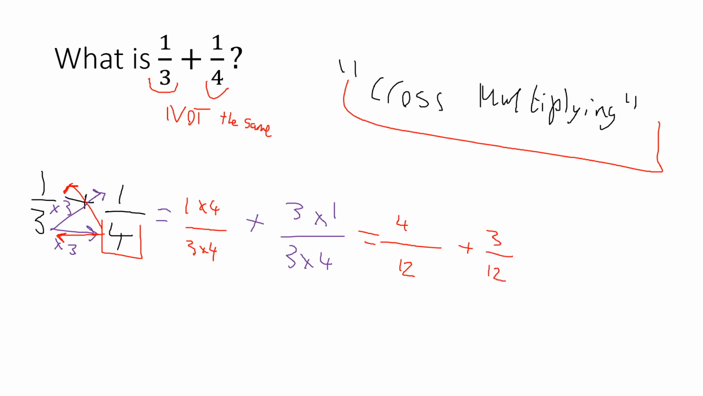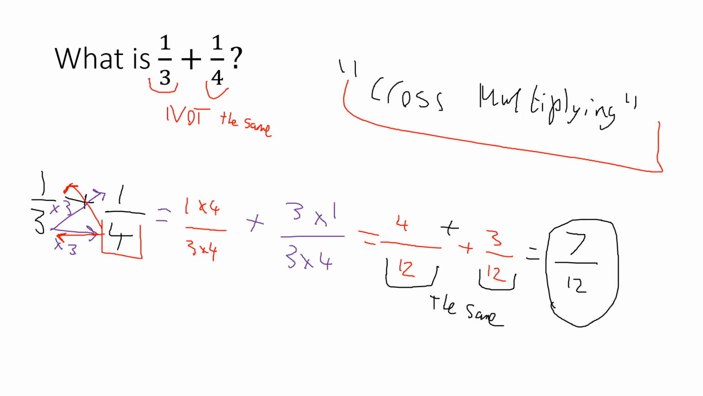Aha! Now, each of these denominators are the same. So therefore, we can add the top together. So what's 4 plus 3? 4 plus 3 is 7. And so your final answer should be 7/12.